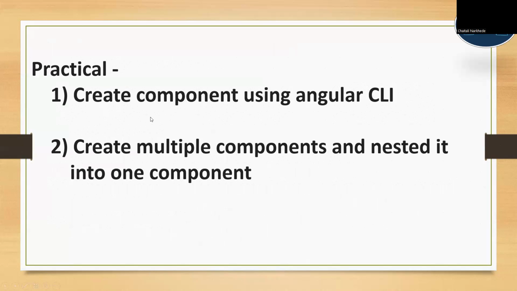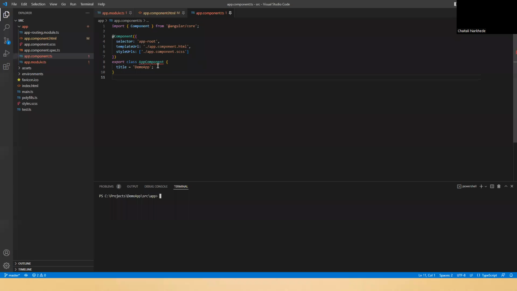Let's move to the practical part. In the practical part, I am going to demonstrate how to create a component using Angular CLI, and create multiple components and nest them into one component. Here I have opened Visual Studio Code and created an application. By default, it will add the app component and the related files.